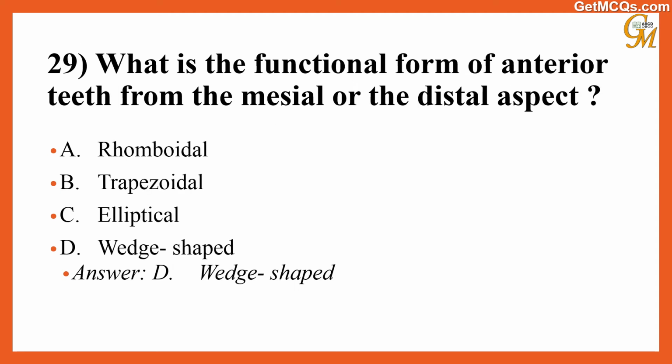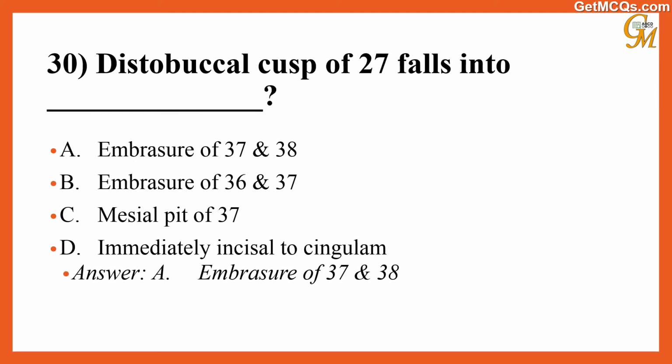29. What is the functional form of anterior teeth from the mesial or the distal aspect? Answer: D. Wedge-shaped. 30. Distobuccal cusp of 27 falls into? Answer: A. Embrasure of 37 and 38.